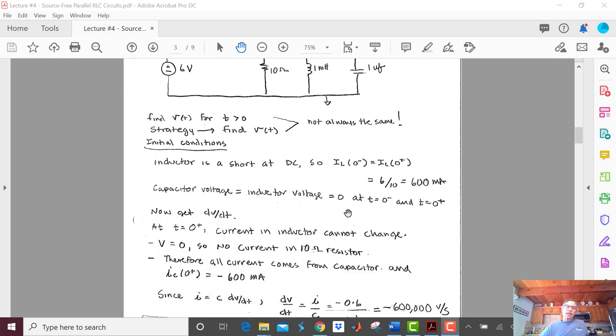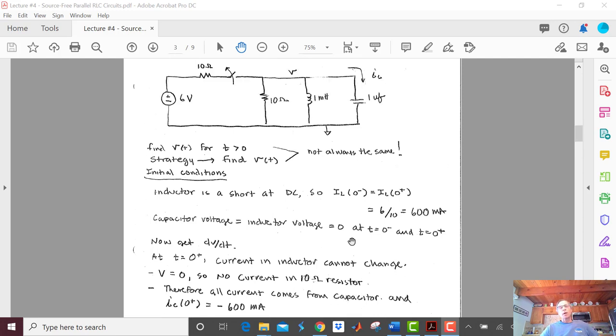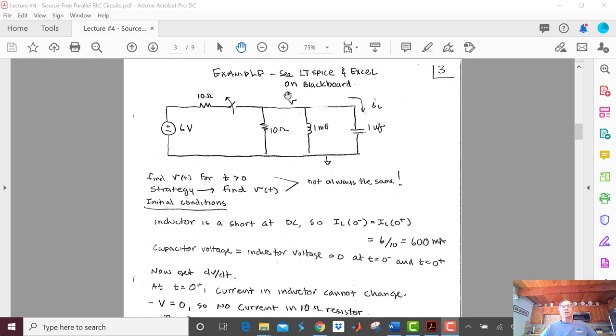So it looks like here I chose to deal with the initial conditions first. And since what I need is V at 0 plus and dV/dt at 0 plus, let's go after those. So what I see is that the inductor is a short circuit at DC.